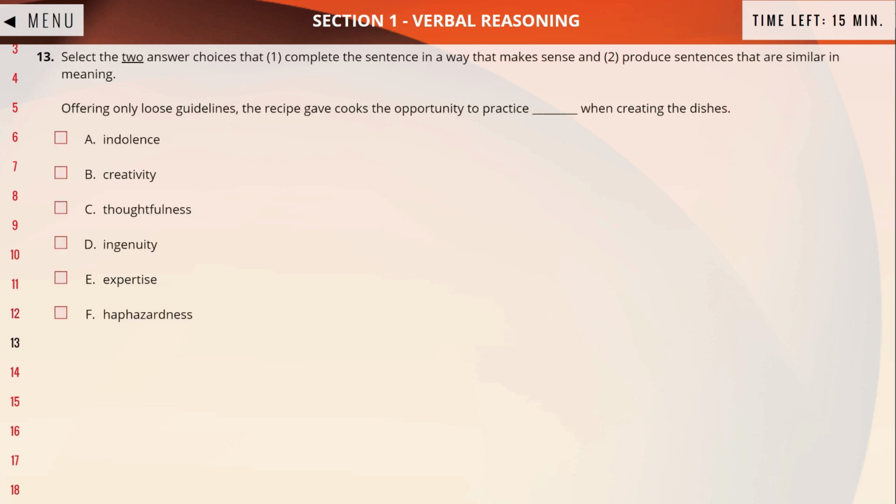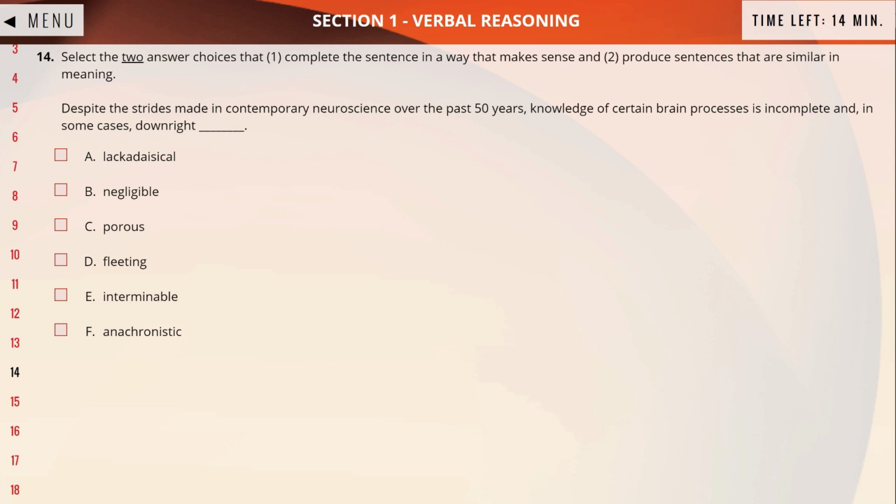Okay, select two choice. Offering only loose guidelines, the recipe gave cooks the opportunity to practice something. Creativity, because if we only have loose guidelines, it gave the opportunity to practice something when creating the dishes. Creativity I'm looking for? Oh, it's one of the answers. Creativity, ingenuity. Yeah, very happy with that.